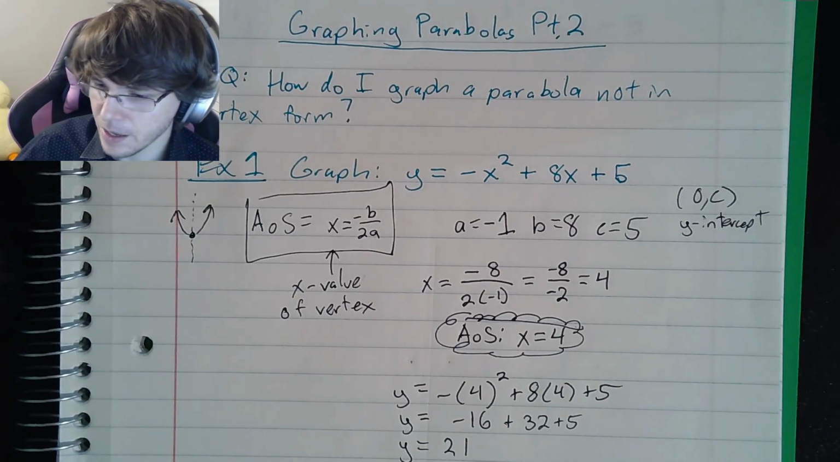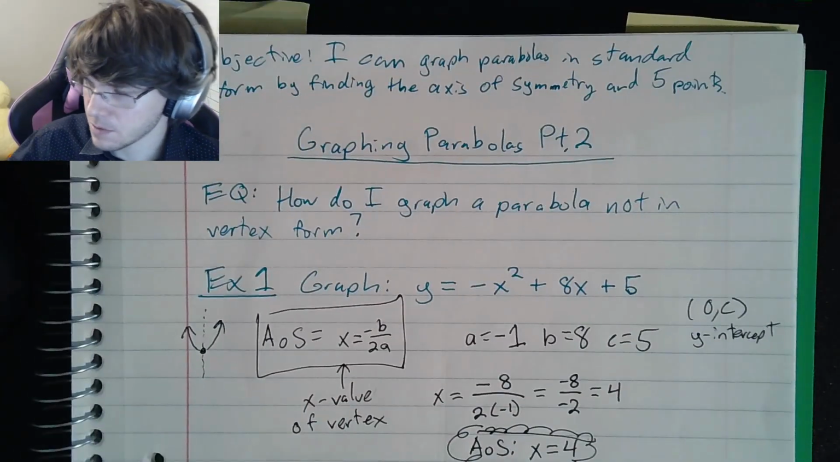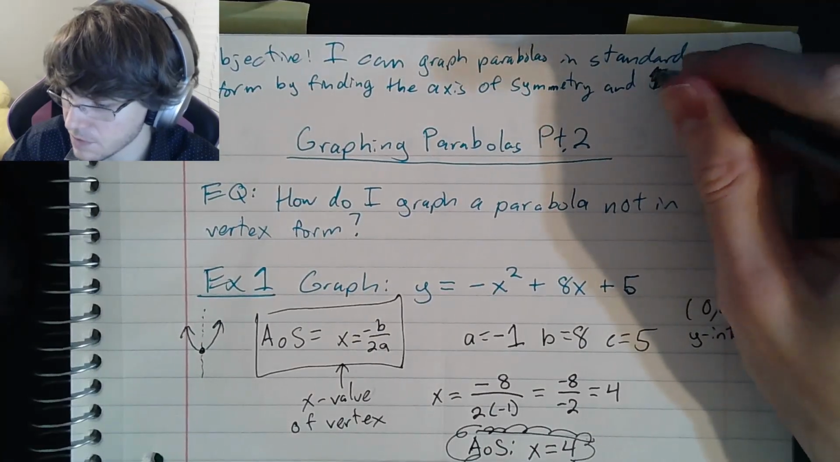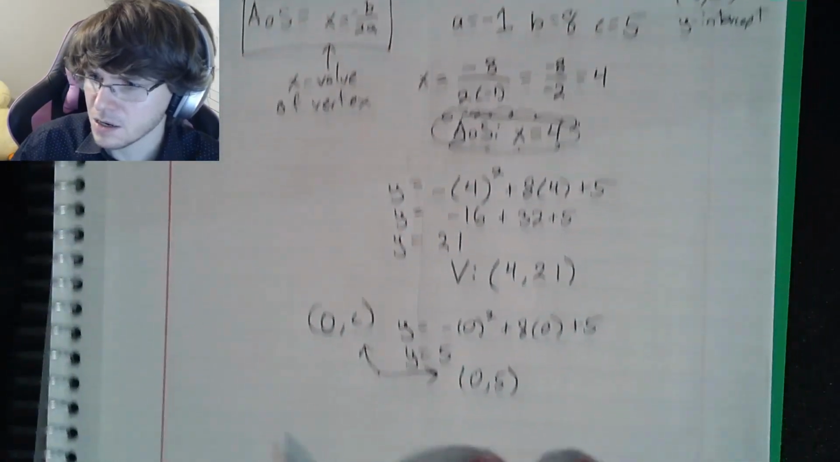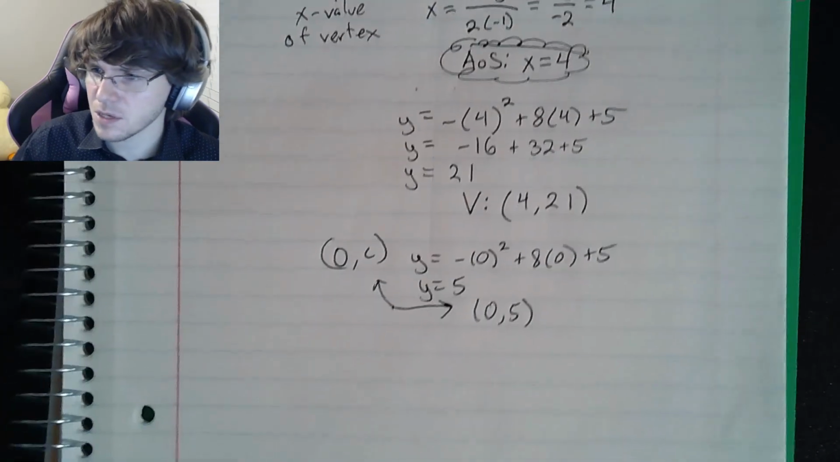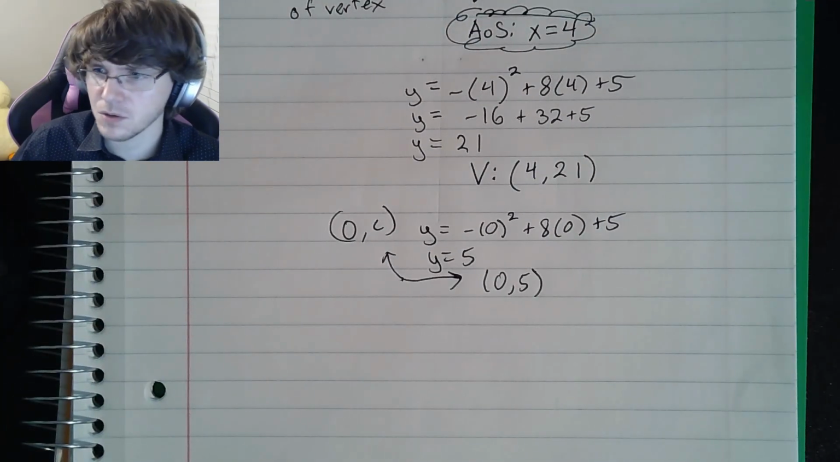And you know what? I'm going to go ahead and change our objective up here. I'm just going to say 3 points. I'm going to make our life even easier. I don't have to do that much work. And you might say, what in the world? You said 3 points, but you've only found 2. How can I do my graph?